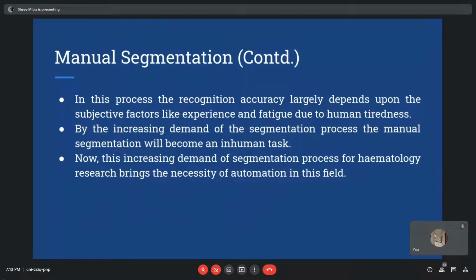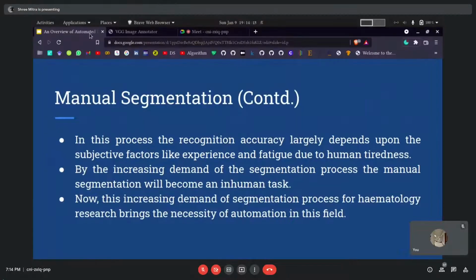Now, in this process, the recognition accuracy largely depends upon subjective factors like experience and fatigue due to human tiredness. By increasing the demand of the segmentation process, manual segmentation will become an inhuman task. Now, the increasing demand of the segmentation process for hematology research brings the necessity of automation in this field. Now I'm going to show you a demonstration of manual segmentation.